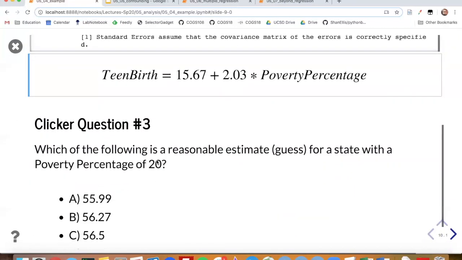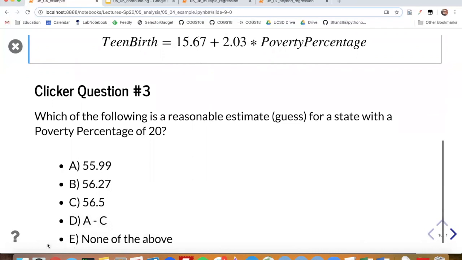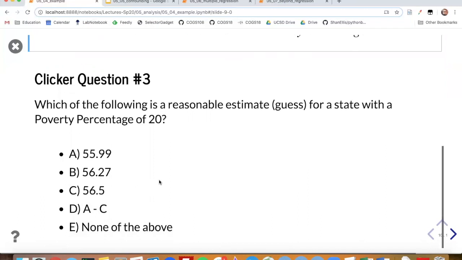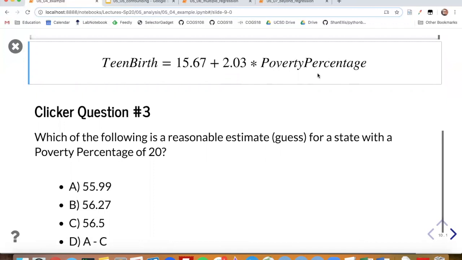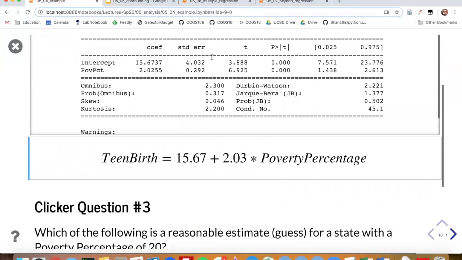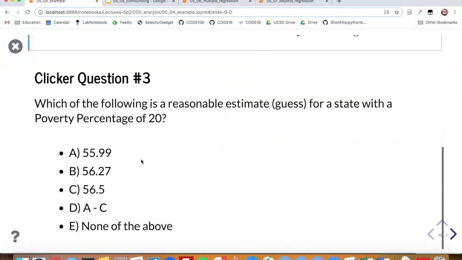So you'll have to do this on an assignment. If you wanted to answer what is a reasonable estimate or guess for a state with a poverty percentage of 20, you would put 20 in here, multiply it by 2.03, add 15.67, and then take a look at the outcomes here. And you can see that there are some pretty close values. All three of these are reasonable estimates for a state with a poverty percentage of 20. And this is because, again, there is uncertainty in our guesstimates and our estimates. There is standard error. We can't say for sure what the outcome will be. We can give it our best estimate with some level of certainty.